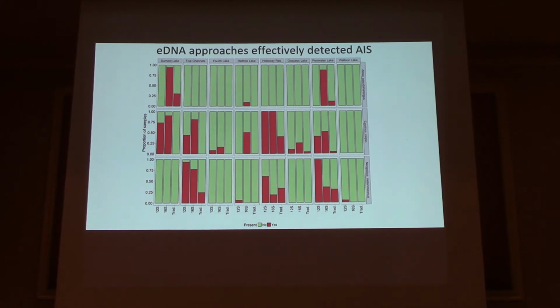So, given what I've shown so far, it's to me not surprising that eDNA approaches effectively detected aquatic invasive species in these systems, and that we've got 3 different aquatic invasive species in the vertical panels, and the horizontal panels are the different lakes, and the y-axis is proportion of samples, and that in many cases the aquatic invasive species are observed in a large proportion of the samples, and that there are some cases when the aquatic invasive species is only observed using an eDNA approach.